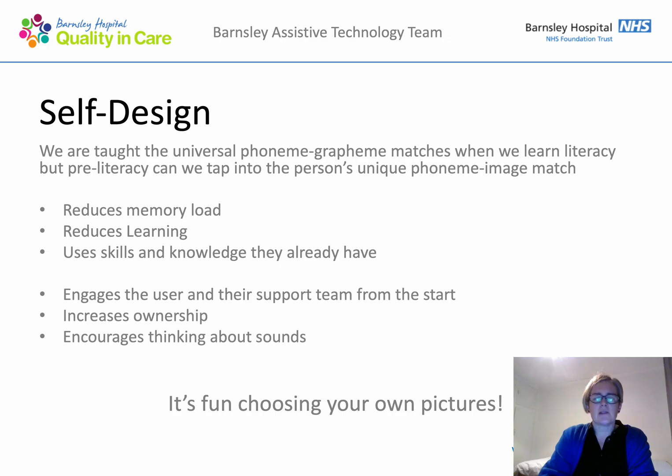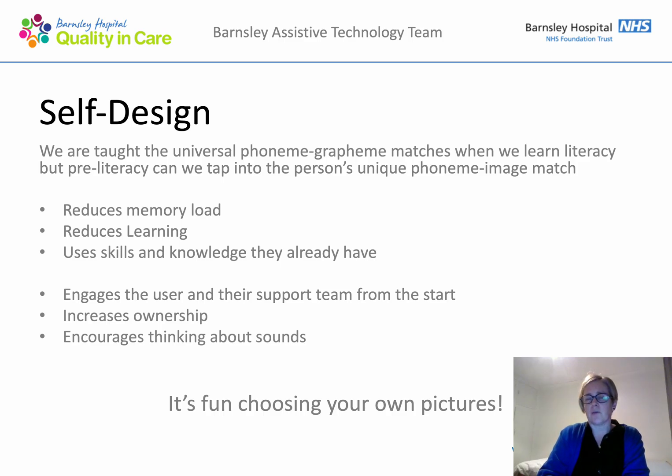Okay, so why is self-design important? So we are taught the universal phoneme grapheme matches when we learn literacy, but I think I've said in one of my other talks about how we have over 250 phoneme grapheme links. So pre-literacy, we're thinking about whether we can tap into the person's unique phoneme image match. So pre-literacy, we could do that, but also it just personalizes it to make it more appealing to them as well, and so that it gives them more ownership or authorship of their own system.